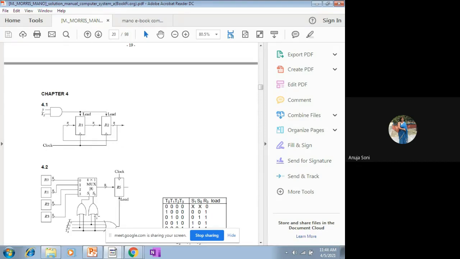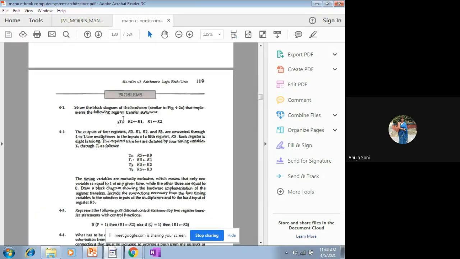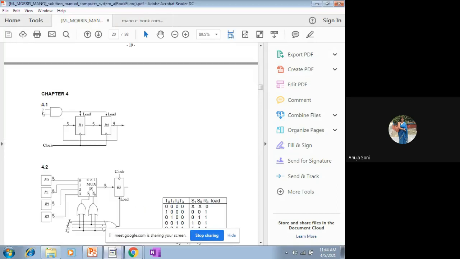Here you are not asked to draw any kind of timing diagram, only the block diagram, and that's why only the block diagram has been drawn in front of you. But sometimes you may be asked to draw the timing diagram as well as the block diagram. So do practice for that as well.